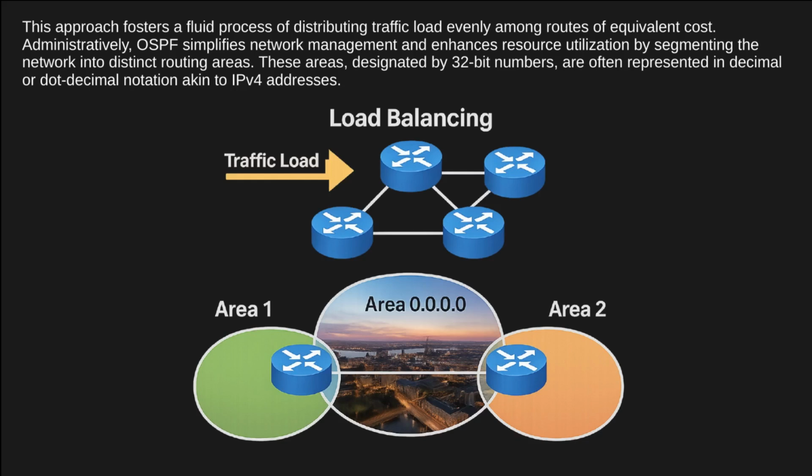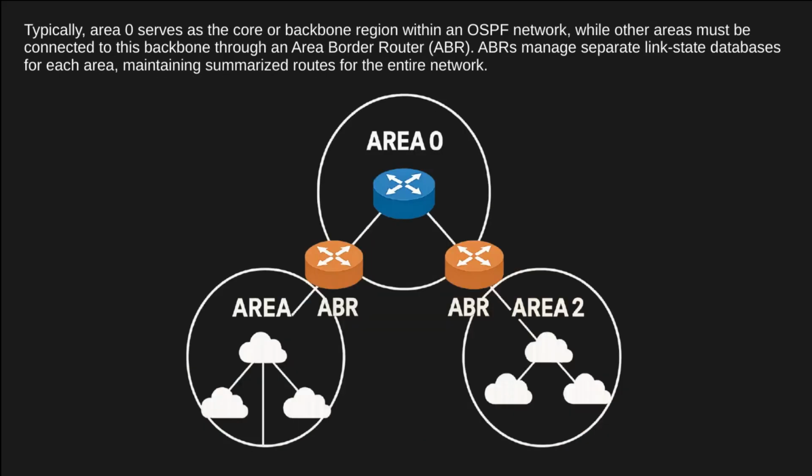Administratively, OSPF simplifies network management and enhances resource utilization by segmenting the network into distinct routing areas. These areas, designated by 32-bit numbers, are often represented in decimal or dot decimal notation akin to IPv4 addresses. Typically, Area 0 serves as the core or backbone region within an OSPF network, while other areas must be connected to this backbone through an Area Border Router, ABR. ABRs manage separate link state databases for each area, maintaining summarized routes for the entire network.